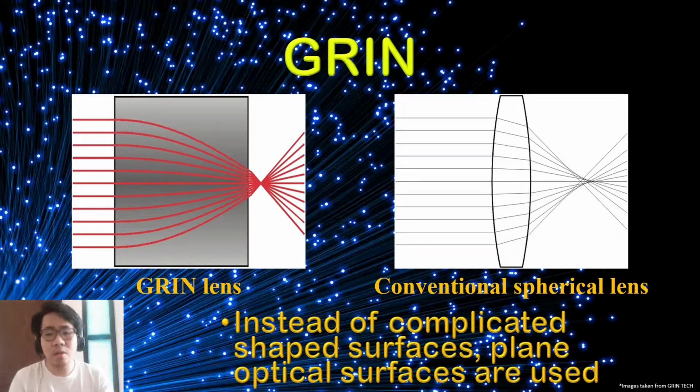Instead of complicated shaped surfaces, plain optical surfaces are used. This GRIN lens is an alternative to our conventional spherical lens, and it is easier to make because the complicated shaped surfaces will not be needed. Only the refraction index of the material will be configured.